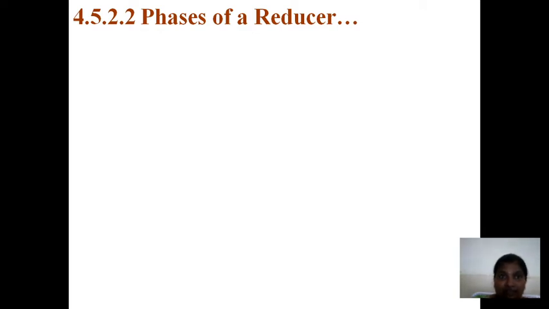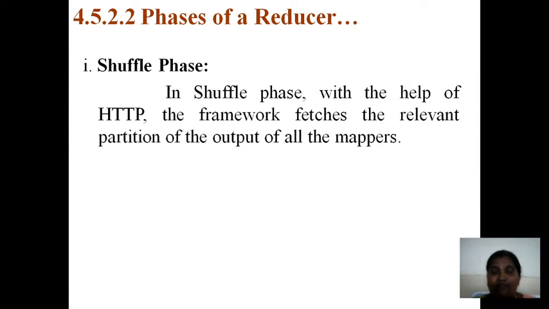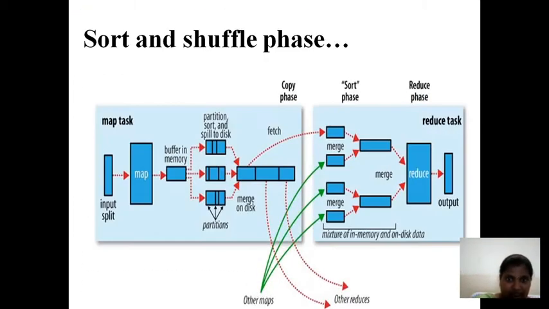As I said, we learned about the phases of a mapper. Here we have some phases of a reducer. The first phase is shuffling: giving output here and there, shuffling, moving, sorting, placing in an order, and finally the command functions also will tell you.